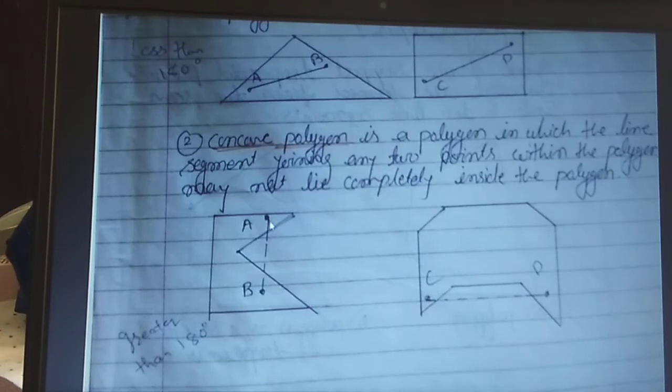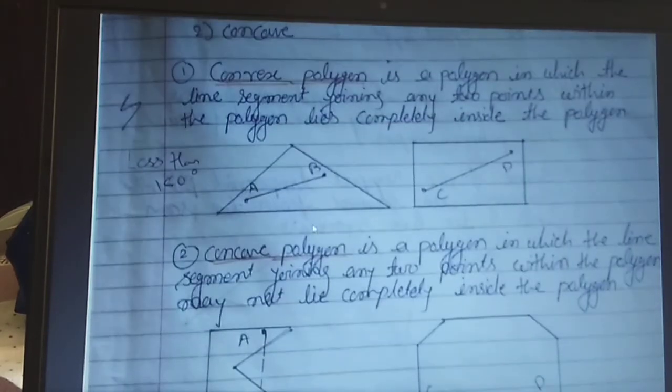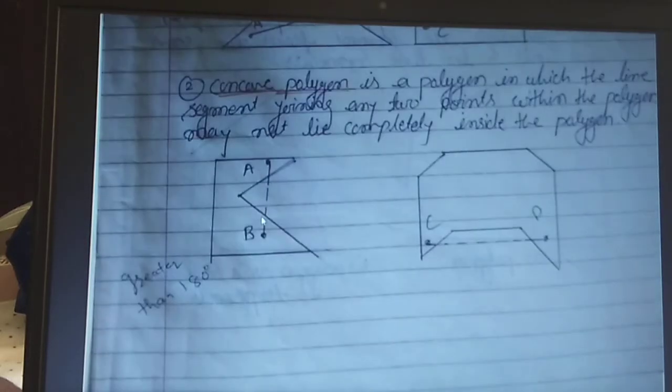Now line AB, the points A and B are inside the polygon, but after joining these points, all the points on the line AB are not inside the polygon, some part is outside. Same goes with C and D, that is concave. Also, in a convex polygon the angle formed at the vertices is always less than 180 degrees, and for a concave polygon it can be greater than 180 degrees.